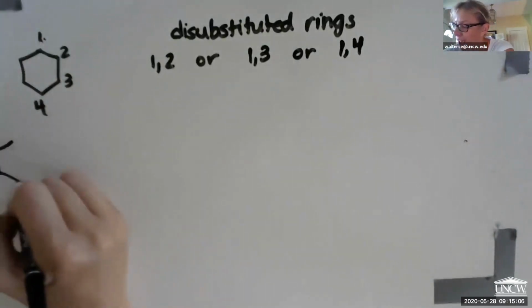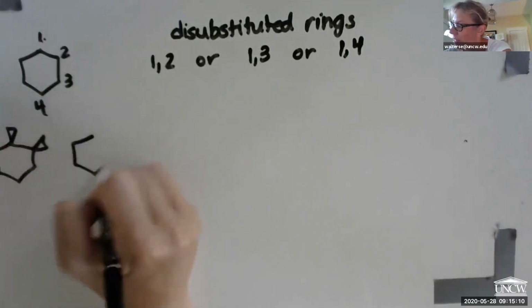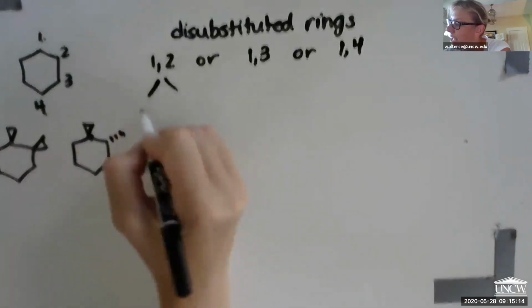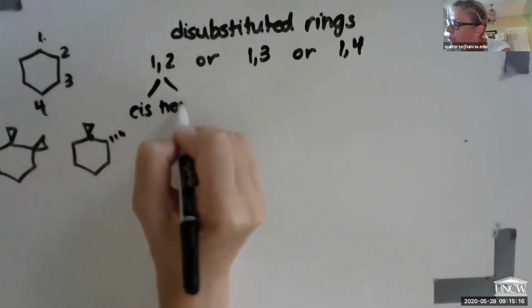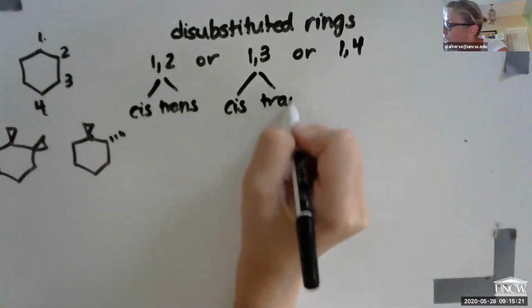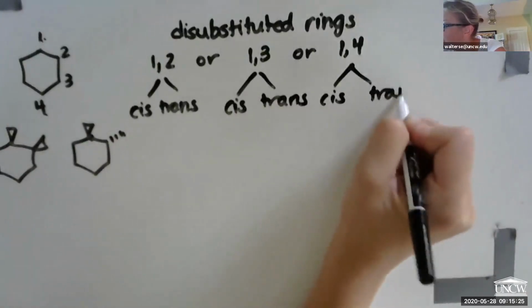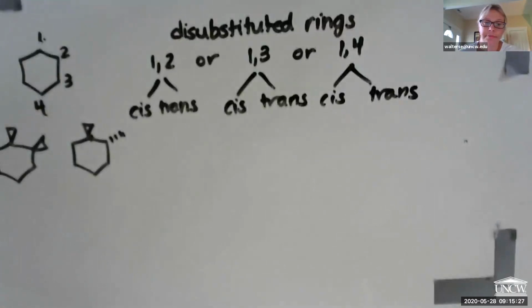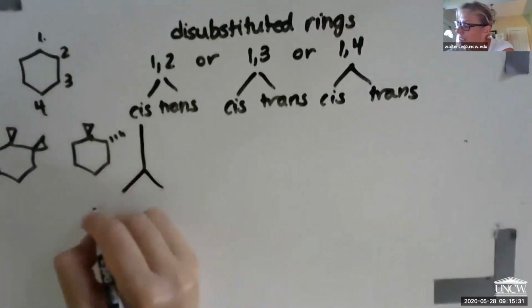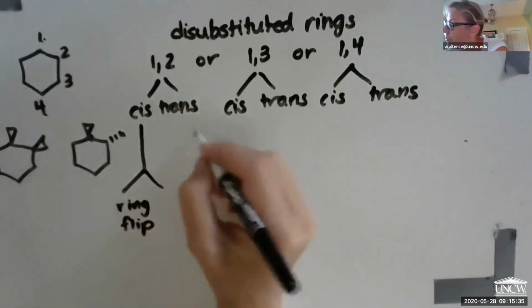Not only that, each one of these has a cis and a trans. Cis, trans. Cis, trans. And each of these has two structures from the ring flip.